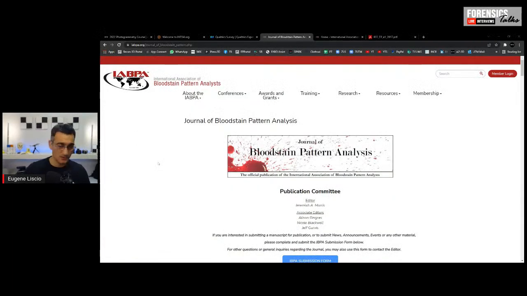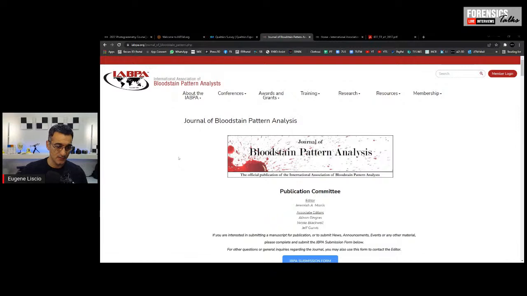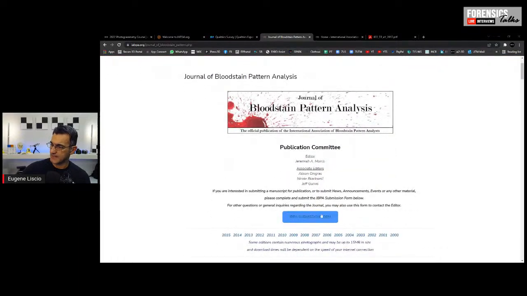I was in fact going to add this here. With respect to the Journal of Bloodstain Pattern Analysis, you can always go to the IABPA website. That's just iabpa.org. If you go under resources, it'll say Journal of Bloodstain Pattern Analysis, and you can get over there. You can see that it has the editor, Jeremiah Morris, and there's a submission form there. So you can always go out that way.